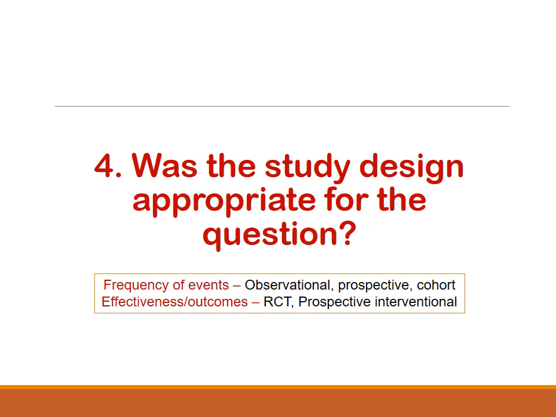Was the study design appropriate for the question? Once you know what is the type and the expected outcome from a research question, you have to know if the study that was done was appropriate for that question. As we have said earlier, if you're looking at frequency of events, which is epidemiological, you would have an observational study or a prospective study or a cohort analysis. If you're looking at effectiveness and outcomes, then you're looking at randomized controlled trials or at least prospective interventional studies.